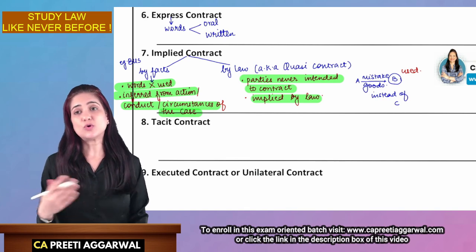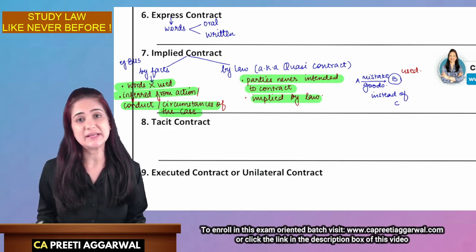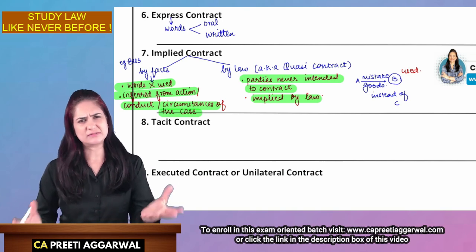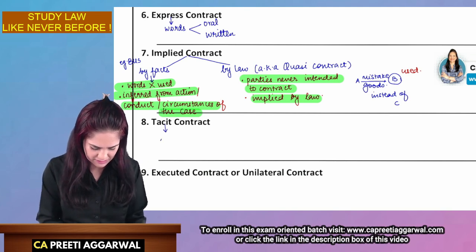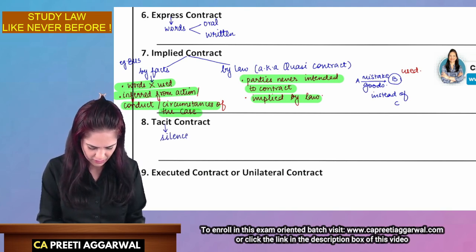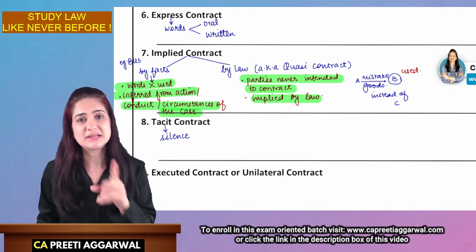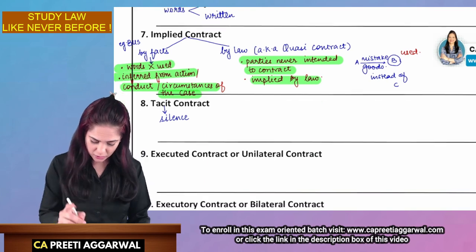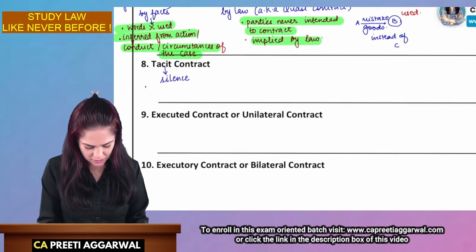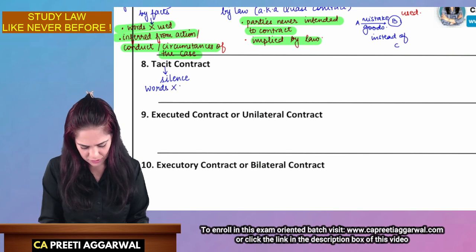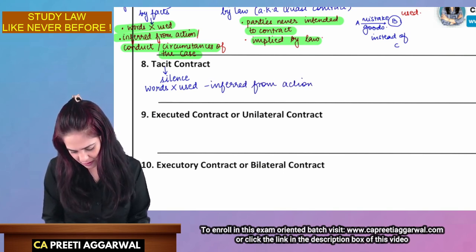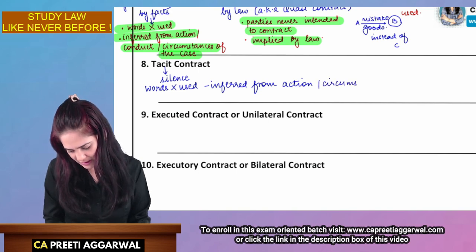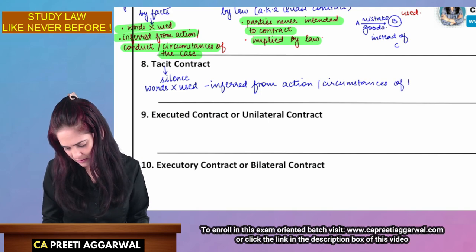Tacit. There is no separate classification as tacit contract in the Act. This is something which is generally understood in the local sense. The word tacit means silence, saying nothing. Here also words are not used. It is inferred from the action or circumstances of the case.